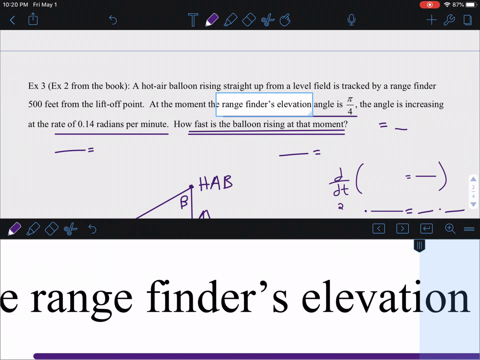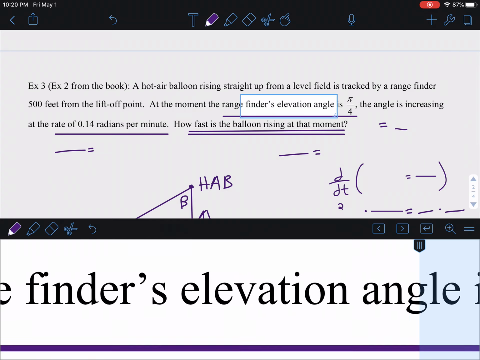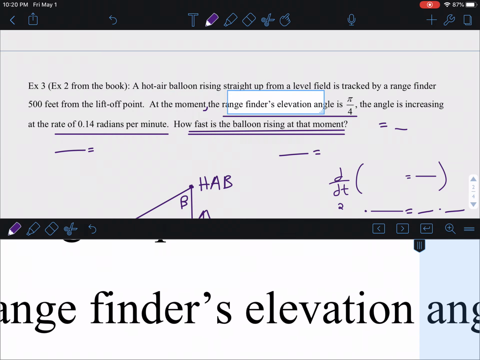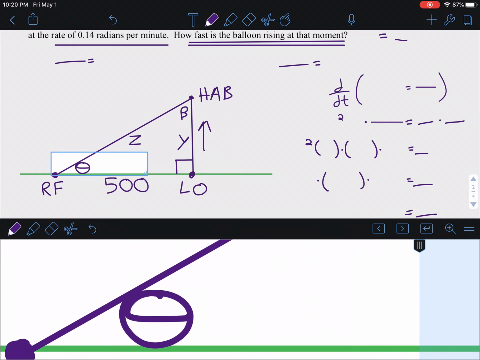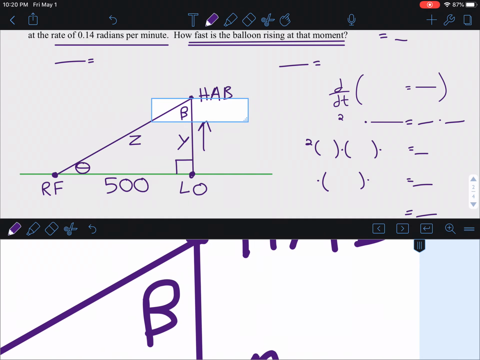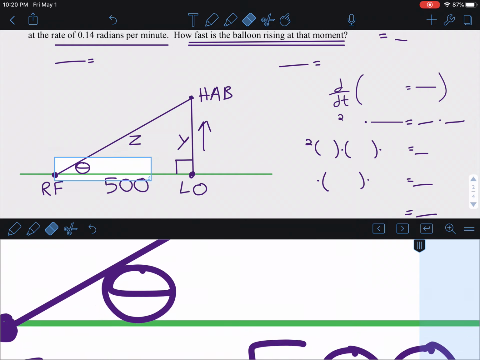At the moment, the rangefinder's elevation angle is pi over 4. Now, this to me does not look like a fixed angle because it says at the moment, right? Like we were looking at that GIF, if we could pause the action at one particular moment, the rangefinder's elevation angle is pi over 4. Now, which of these is going to be an elevation angle, theta or beta? Hopefully you remember that it is theta. It is from the horizon going up. That's an angle of elevation. So that is the angle we are talking about here.